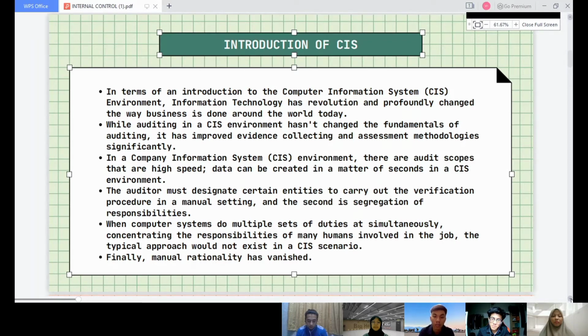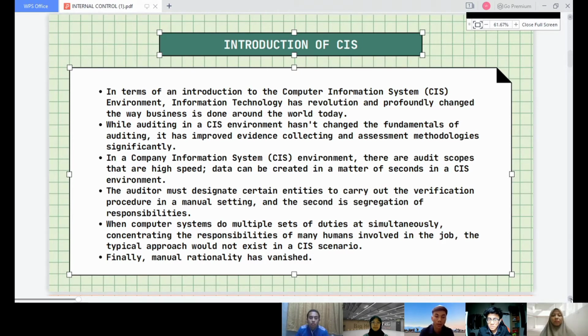And the second is segregation of responsibilities. When a computer system does multiple sets of duties, it concentrates the responsibilities of many humans involved in the job. So the typical approach would not exist in the CIS.